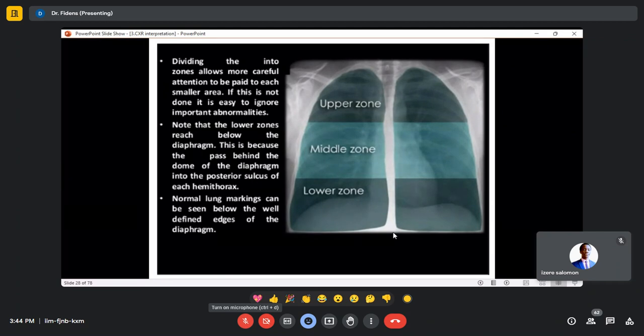It goes up to the sixth rib anteriorly. The sixth rib, I think, is this one, or even if it is this one, it goes up to this level, can you see? Nothing is wrong here. Just remember that posteriorly the lung field goes down, posterior to the diaphragm.